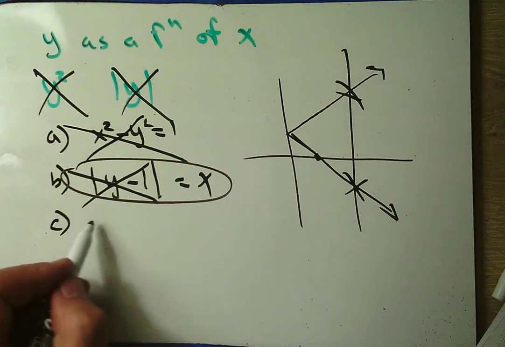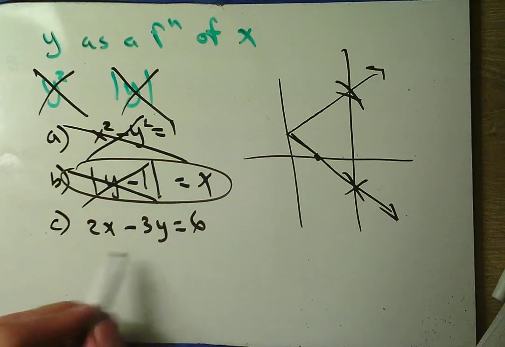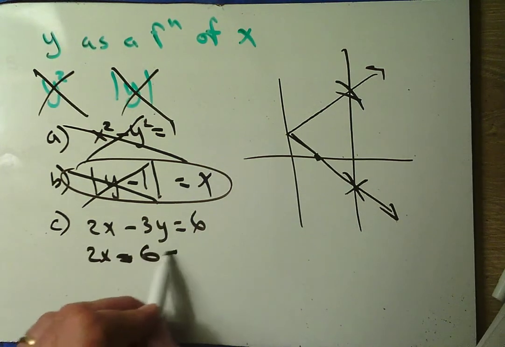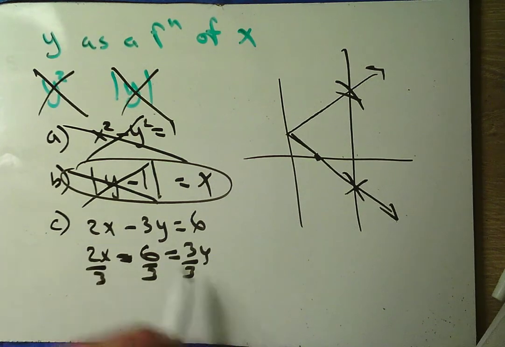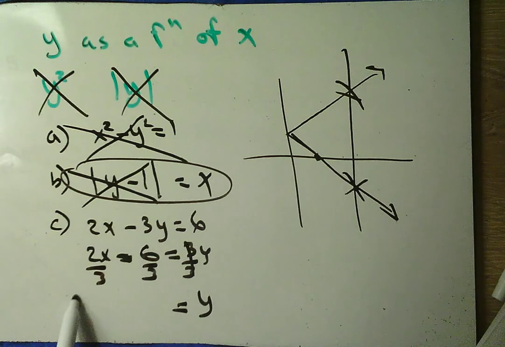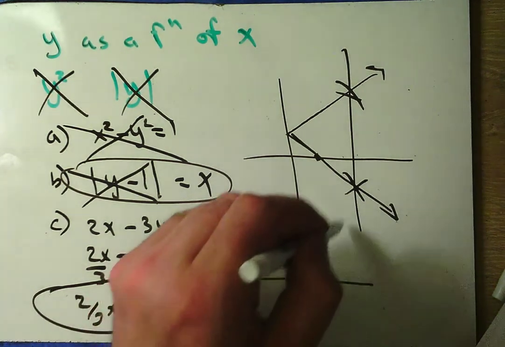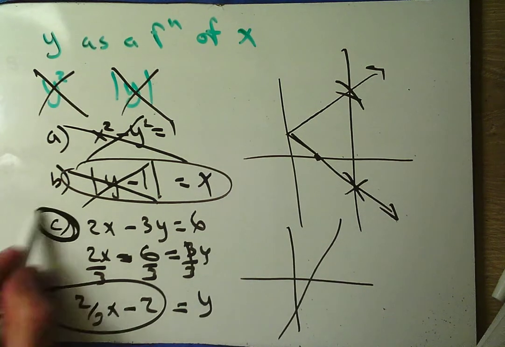But C is a linear function in standard form. I could rewrite this as 2x minus 6 equals 3y, and see that I'm really talking about 2/3 x minus 2. This is a linear equation. It's got a slope of 2/3 and a y-intercept of negative 2. Of course this passes the vertical line test, so C works.